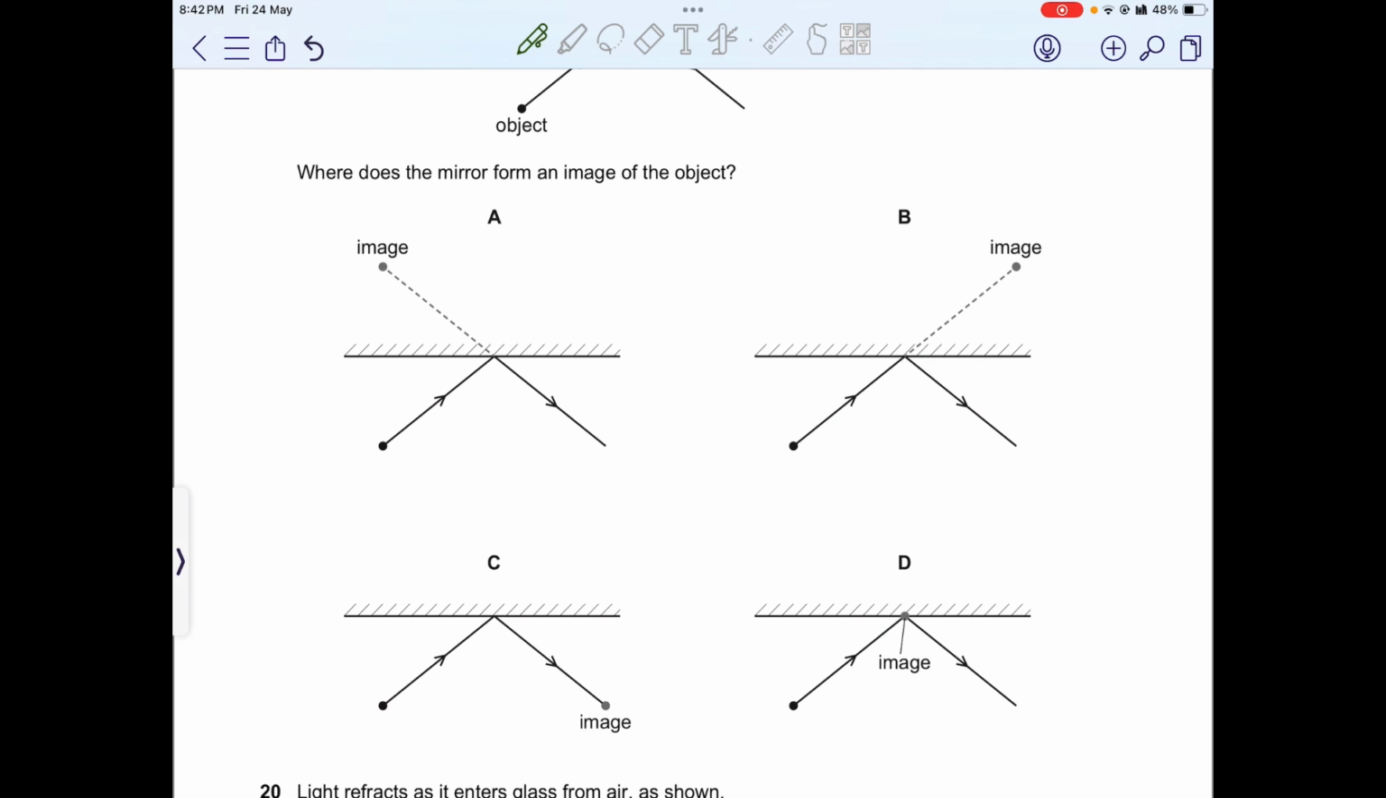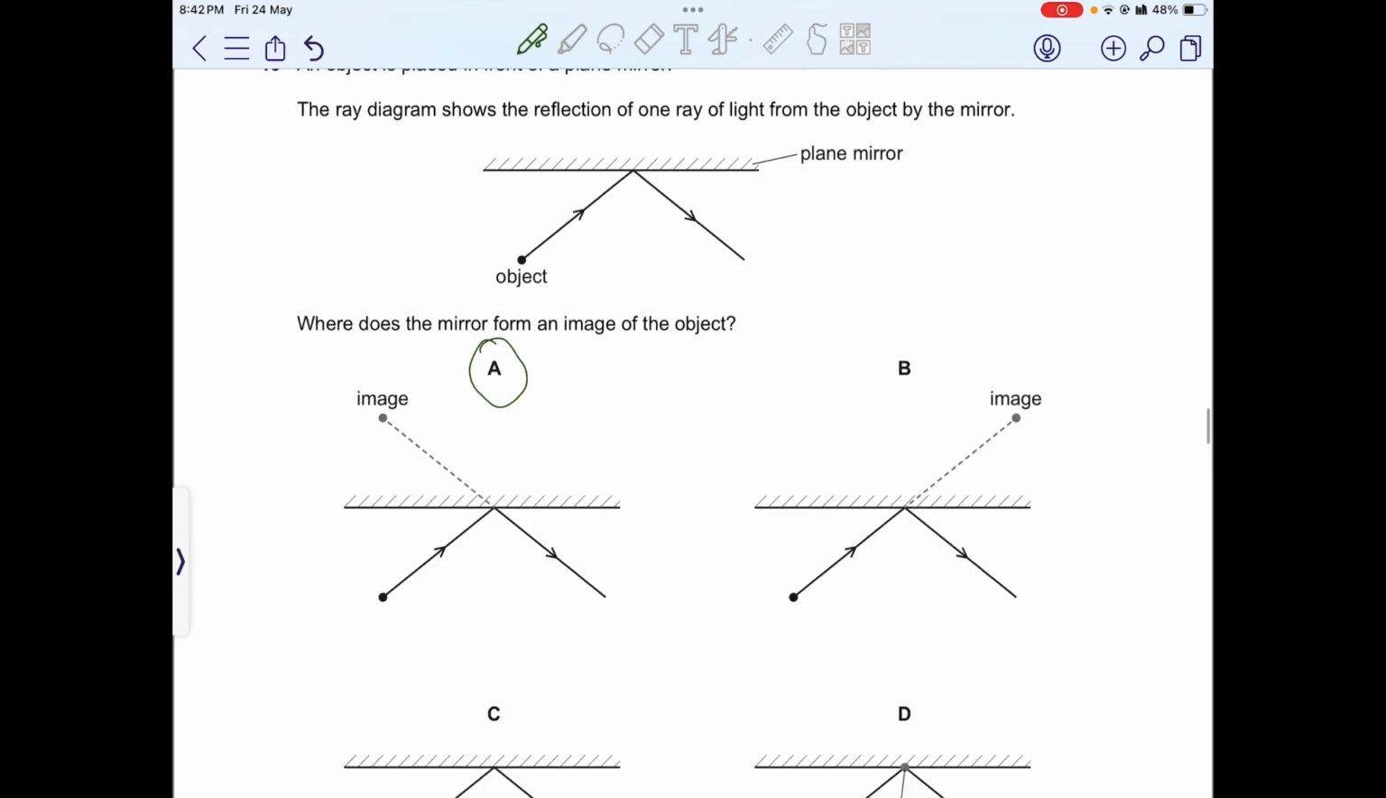So this one, option A, would be correct, because for option B, the image does not form there; the image seems to appear from behind the mirror. So it should be option A.